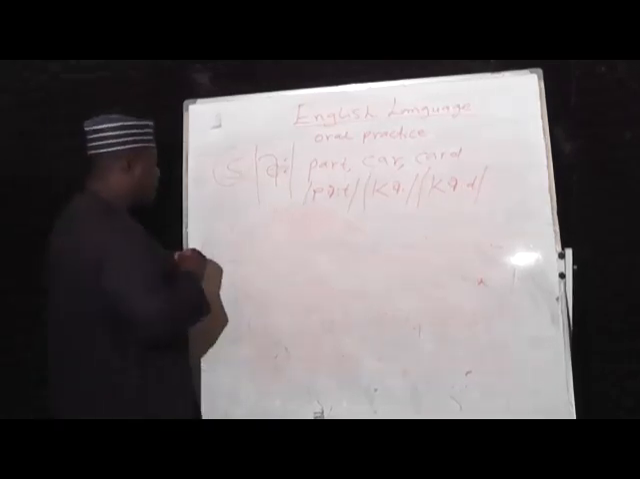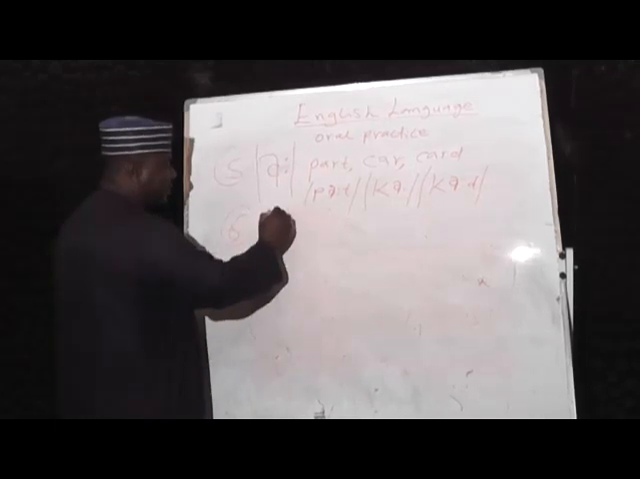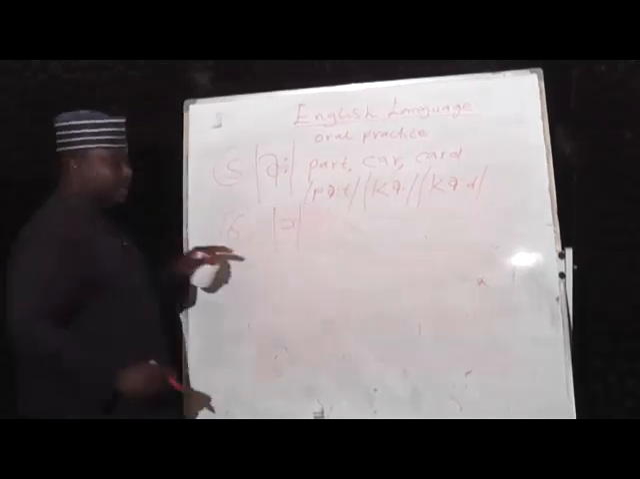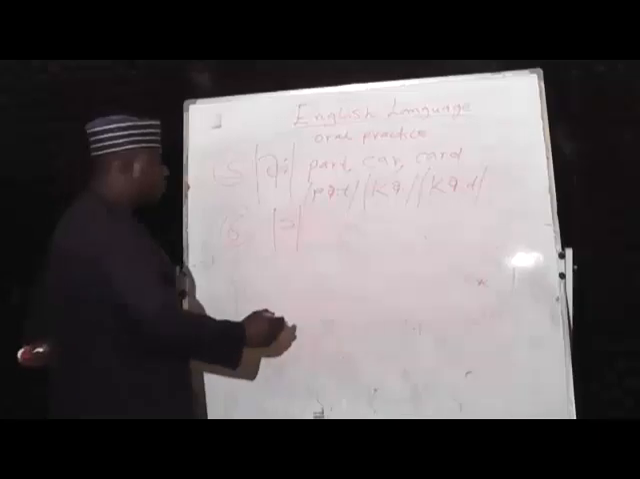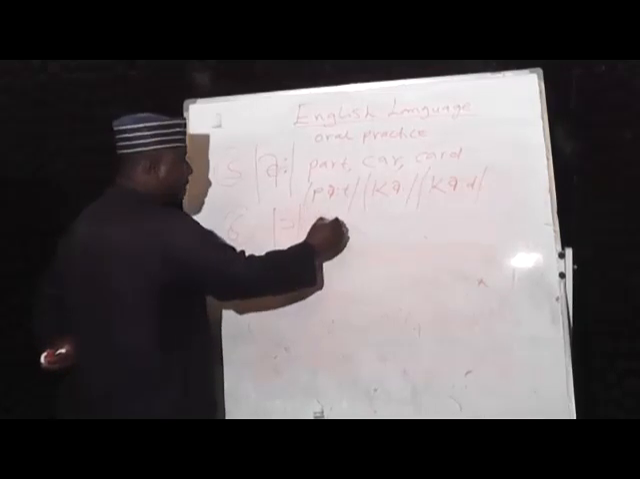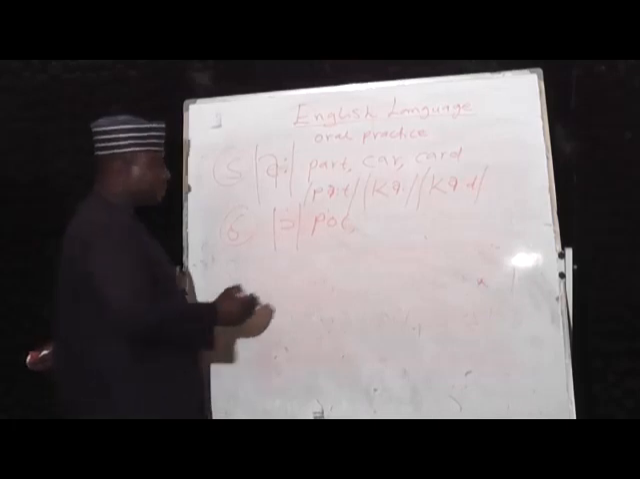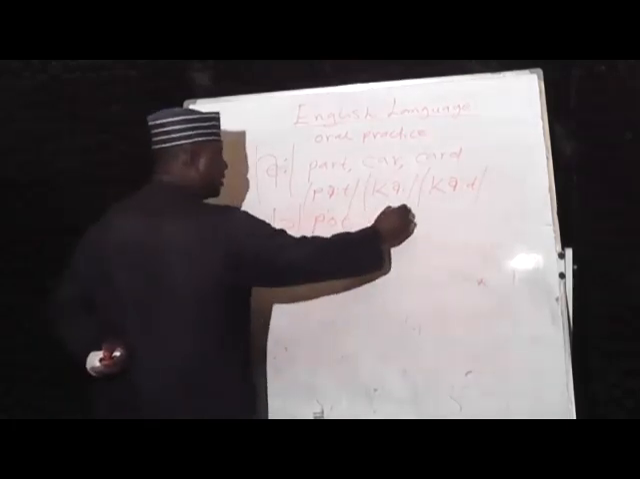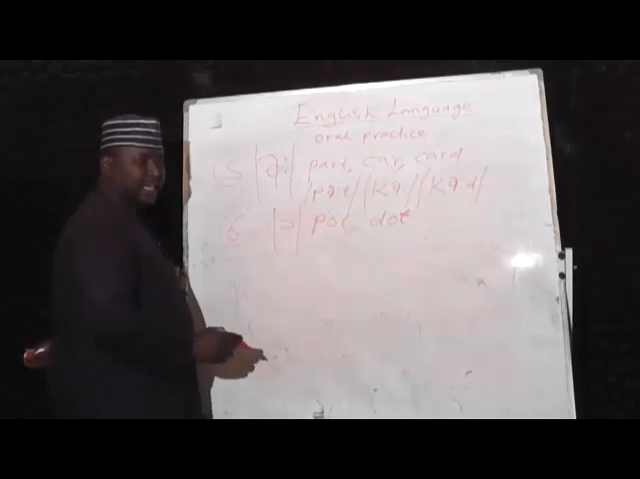So, vowel number 6. It is written like this. Say it. O. Again, O. So we find it in words like pot. Again, pot. We find it in words like dot. Say it. Dot. Again, dot.